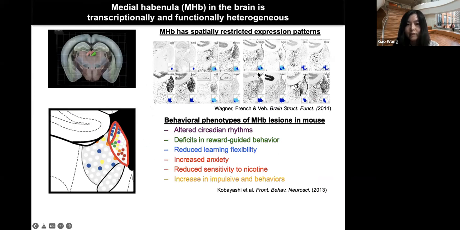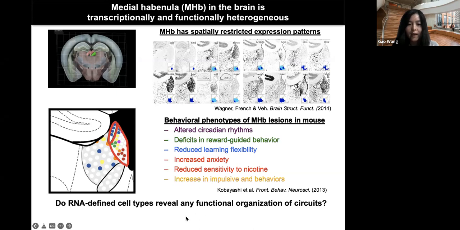So as shown here, you can see already from the traditionally mapped in situ hybridization data, there's already a large diversity of gene expression in this small area. And secondly, if you destroy different parts of this brain structure, you actually see very different phenotypes. That is to say, this brain structure is very important to many different behaviors. Then our question is, do we actually know those molecular cell types, or do expression patterns align with the functional organization of the brain circuits?